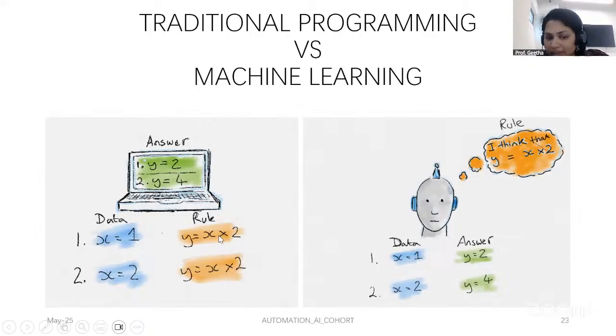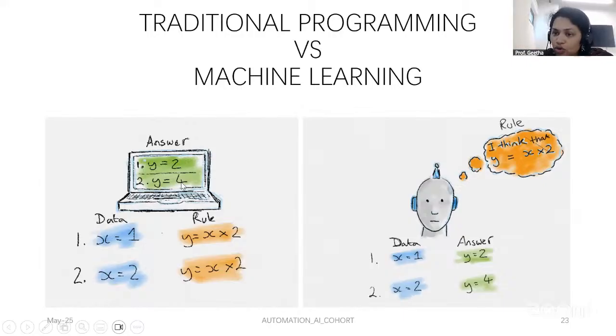I'm providing the rule as well as the data so that your machine provides the answer y is equal to 2 and y is equal to 4. Okay. So this is what traditional programming is all about. I give the code, I give the data, I tell the machine what to do. The code tells the machine what to do, right? Like find the sum of two numbers, or do a matrix multiplication, or find the prime numbers between 1 to 10, do a factorial for any given number.